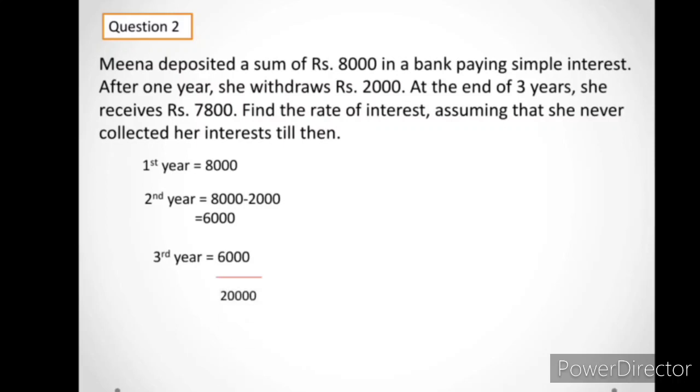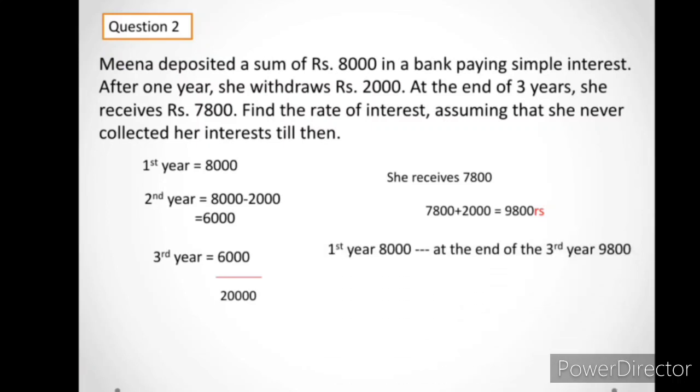And let's go to the question again. She received 7,800 at the end of the 3 years, right? And she took 2,000 in the second year. So 7,800 plus 2,000, that is equal to 9,800 rupees, that is the total amount. So the first year's amount equals 8,000 and at the end of the third year she got 9,800 rupees.